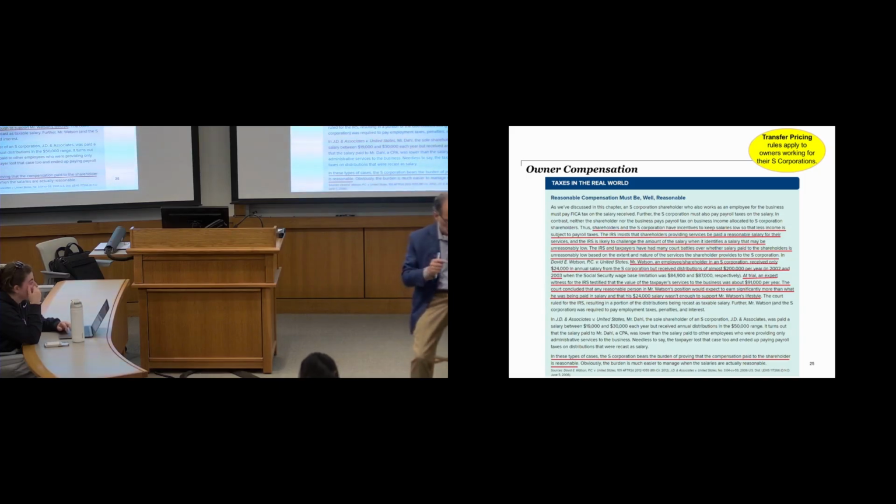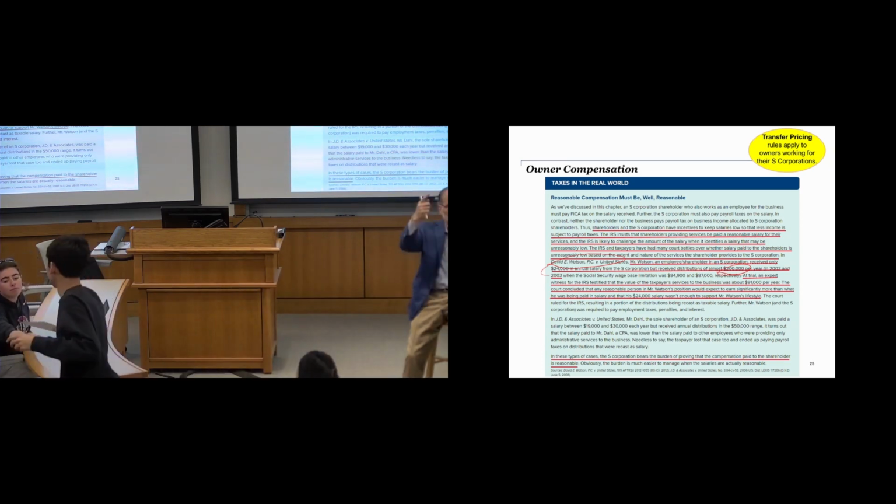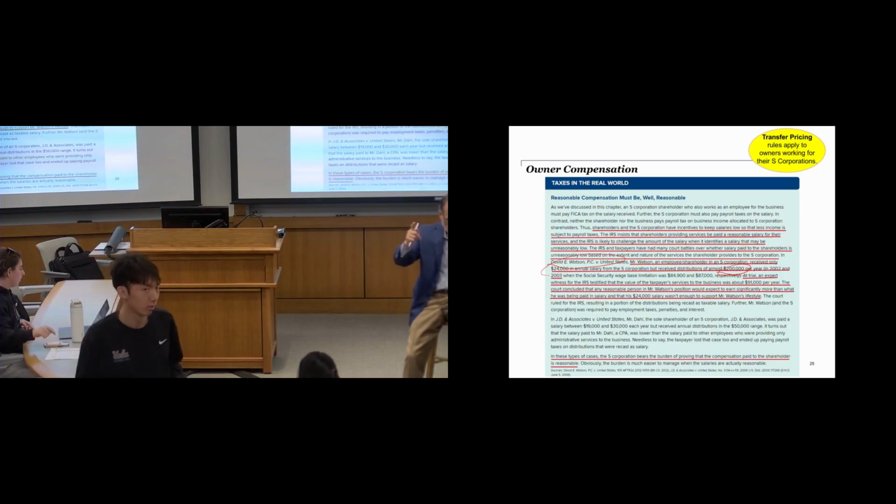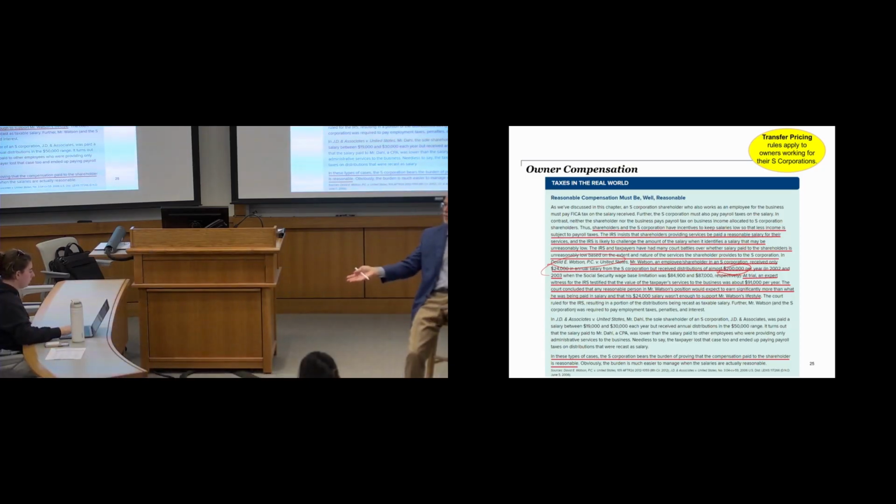So this court case, you'll see the citation in the court case there. Mr. Watson was an employee shareholder in an S corporation, received only $24,000 of annual salary from the S corporation, but received distributions of almost $200,000 per year. So he was an employee and an owner. So he got the employee portion of 24, and he got what was left over, this year was $200,000 out of that.